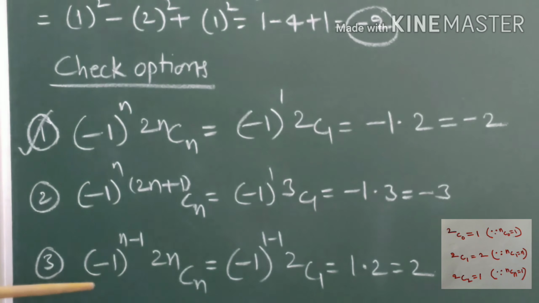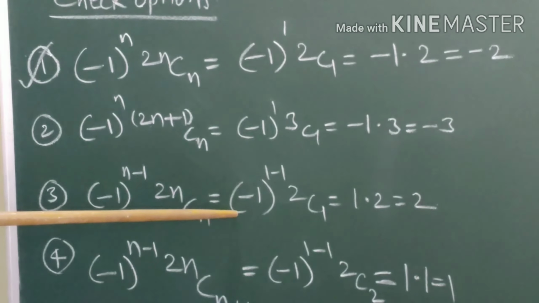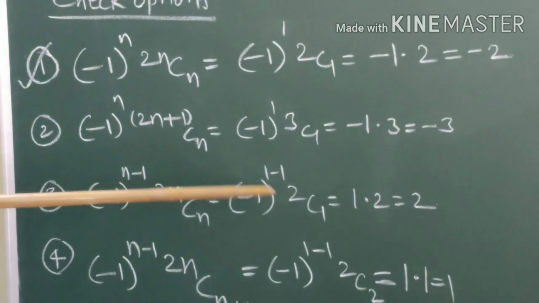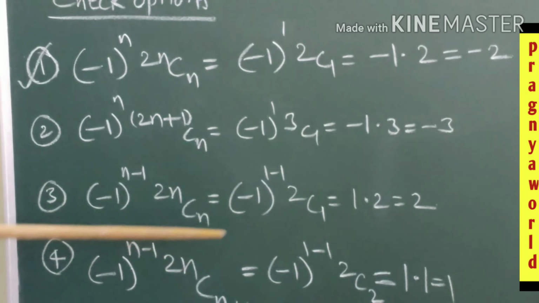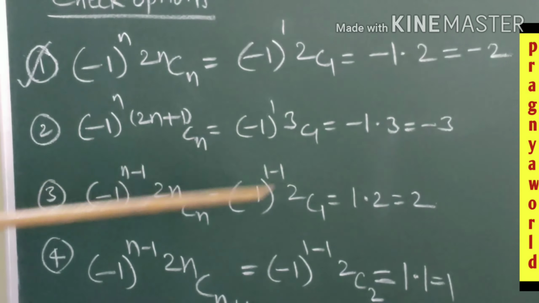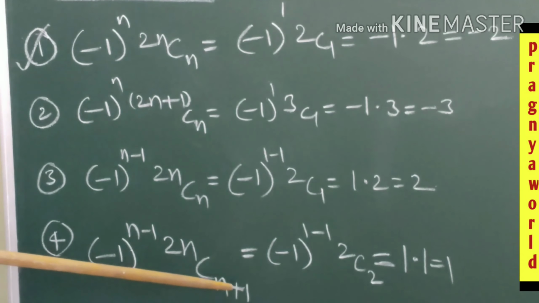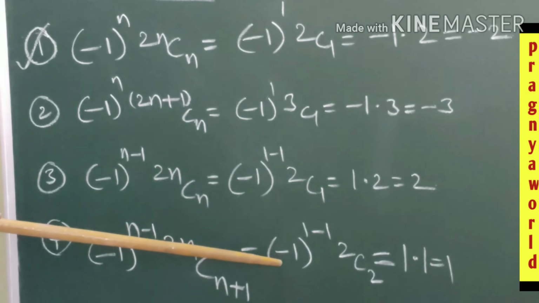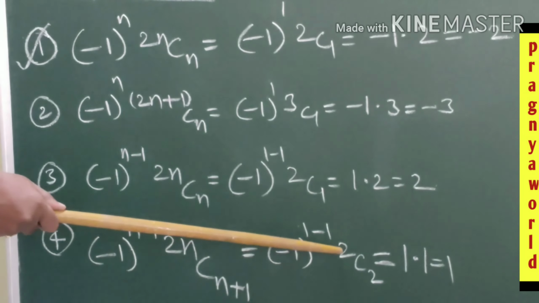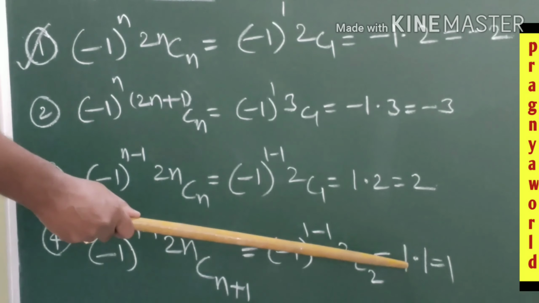Third option, minus 1 power n minus 1 2n cn, is equal to minus 1 power 1 minus 1, 2n means 2 into 1, 2 c1, that is minus 1 power 0 is 1, 2 c1 is 2, 1 into 2 is 2. Fourth option, minus 1 power n minus 1 2n cn plus 1, is equal to minus 1 power 1 minus 1, 2n means 2 c n plus 1, that is 1 plus 1 is 2, minus 1 power 0 again 1, 2 c2 means 1, 1 into 1 is 1.